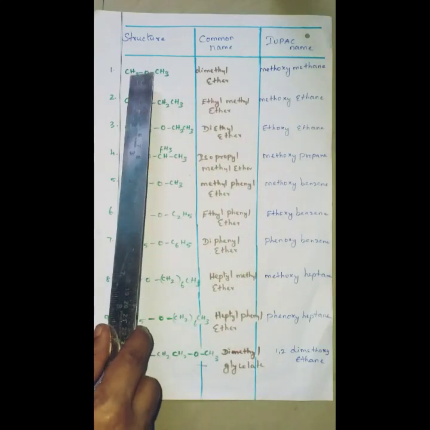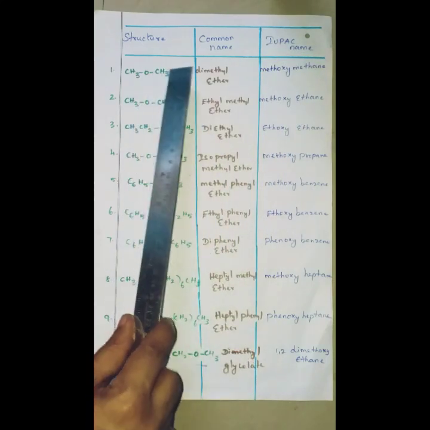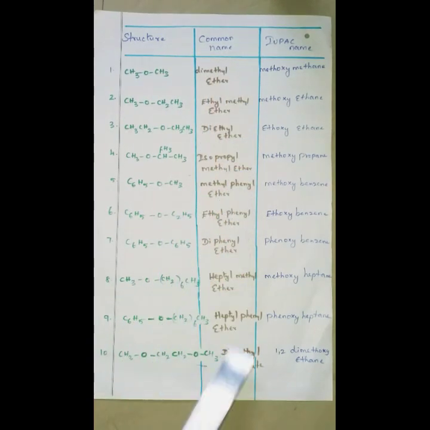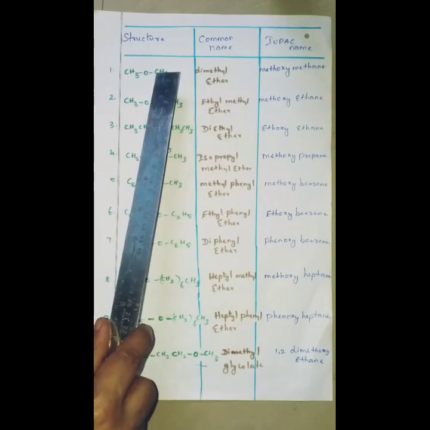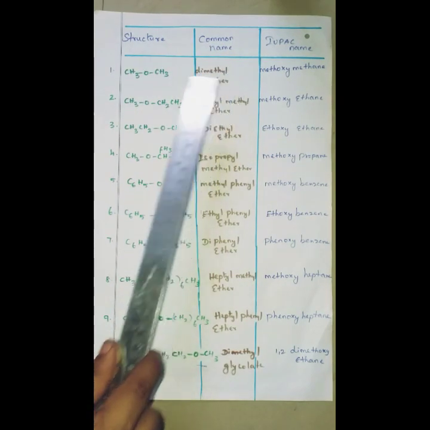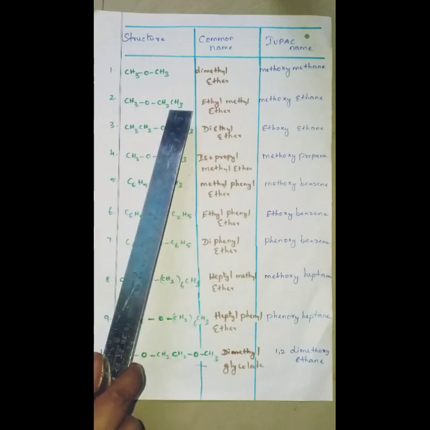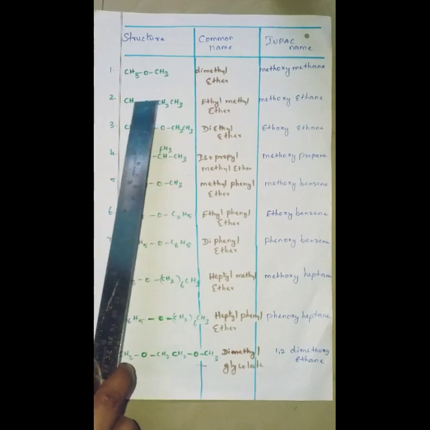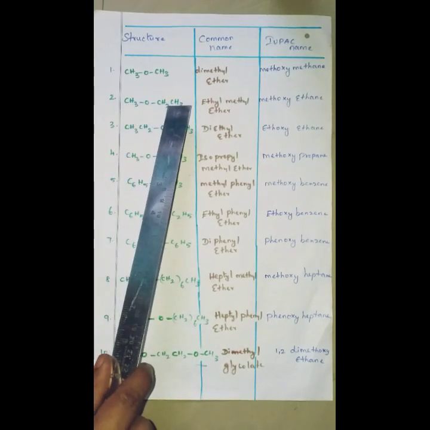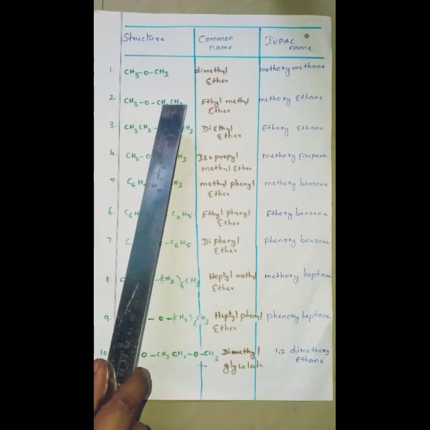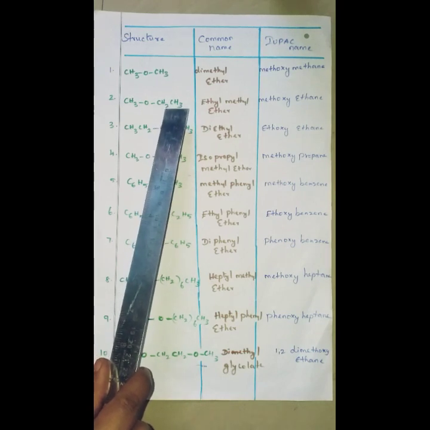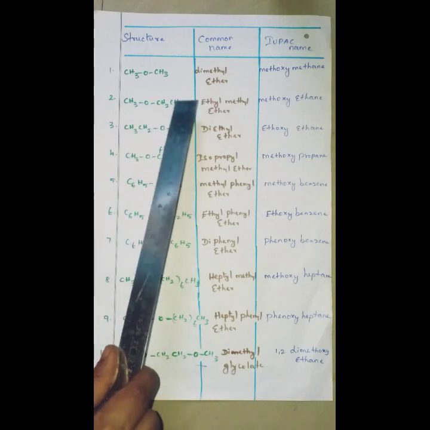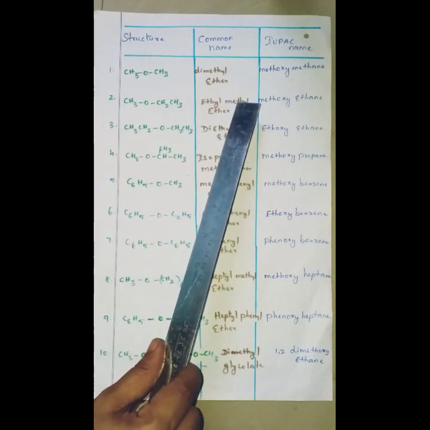So here CH3OCH3 means there are two methyl groups. Usually all the common names end with ether. So two methyl groups, dimethyl ether. Here one is methyl, the other one is ethyl group. One side is ethyl and another side is methyl. So which one comes first, methyl or ethyl? For that confusion, first we have to see the starting letter in the alphabet. Here methyl M, here ethyl E. So E comes first. Therefore ethyl methyl ether.